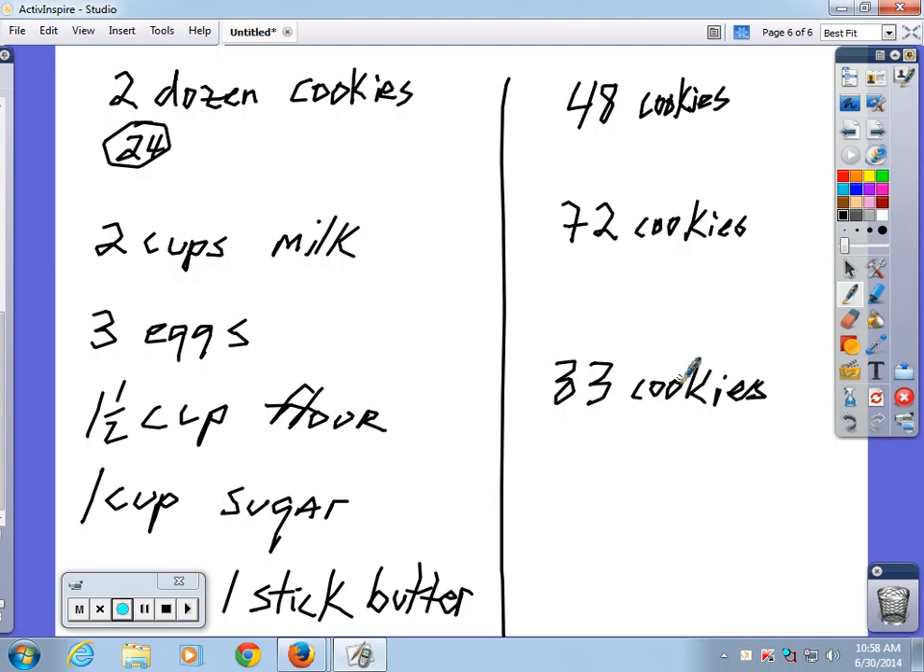Now, what's going to happen is you're going to say, okay, 48, that's easy. And then you're going to say 72, that's easy. And then you're going to get 33, you're going to go, duh. Why? Because you're not doubling or tripling the recipe. Exactly. All right, now how did you get the first one, 48?